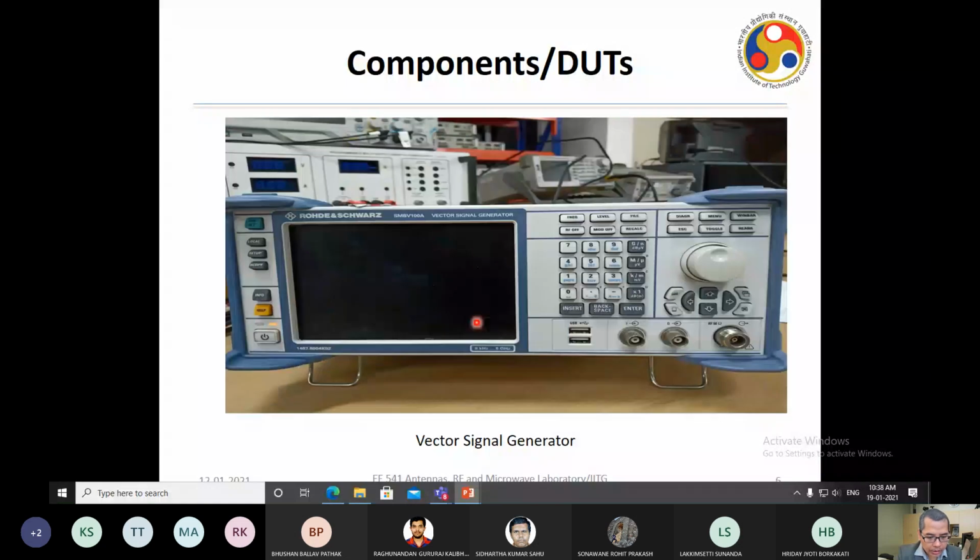So this is a vector signal generator. Here you can input what waveform you want to input to this device, and at what frequency. So let's say you want to give a waveform at 4 GHz. You have to key in 4 GHz, then you can give it to the device under test.